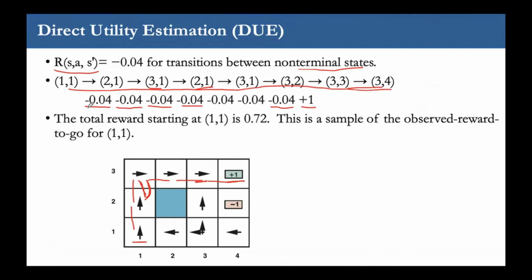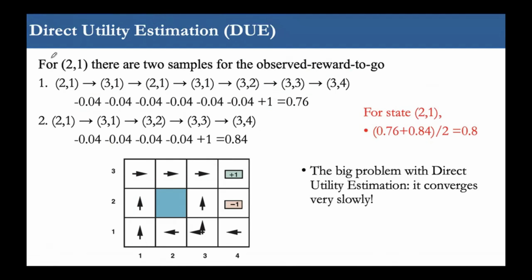Now we need to add up all these rewards to get the total reward. Okay, so when we sum up all these rewards, we end up with the reward value 0.72. So this value is said to be the observed reward to go for 1, 1. From 1, 1, as of now, it has observed that to move to the goal state, it is getting a total reward value of 0.72.